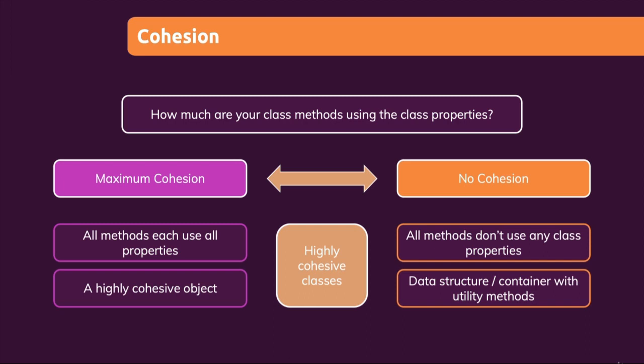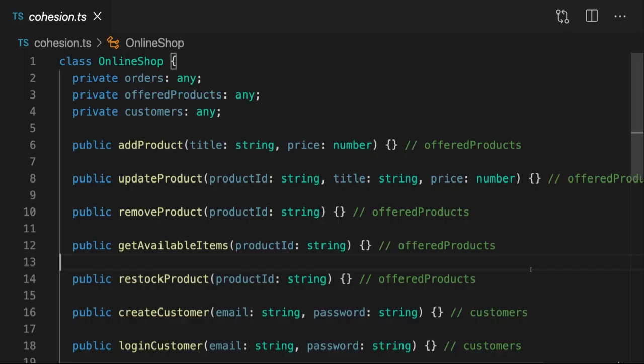You will not be able to make every method use every property all the time, but you should have a good usage of properties in your methods. For example, if you have a look at this large class from before again, I added some comment annotations next to the methods about which properties these methods probably would be using. And I think it's fair to say that add product, update product, remove product, get available items, and restock product probably all only operate on the offered products property. So they use one of the three properties you got.